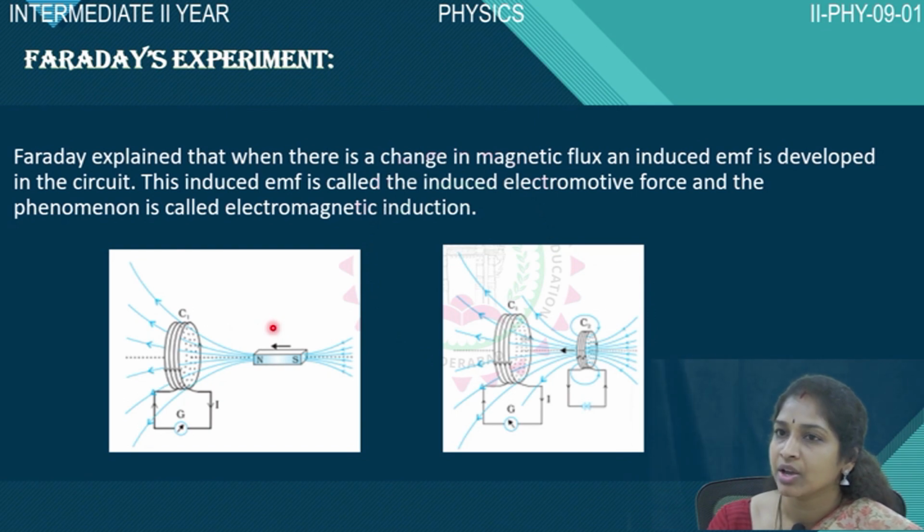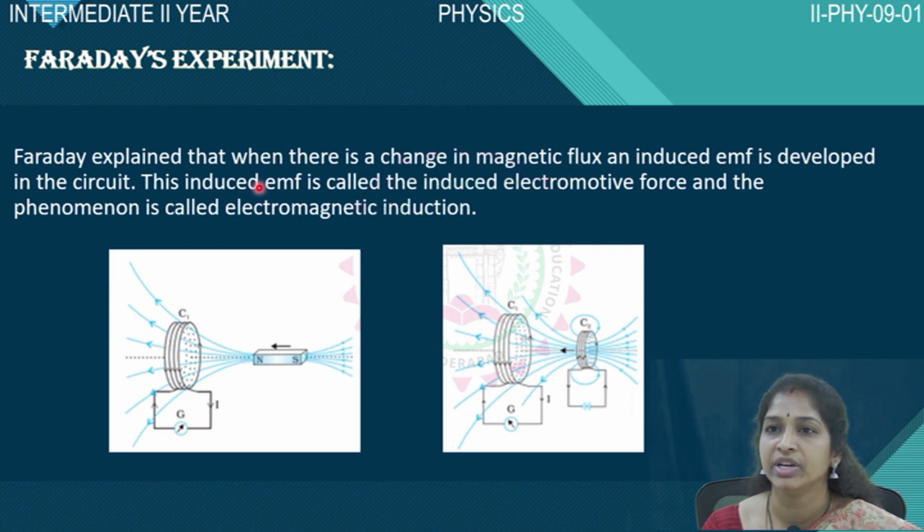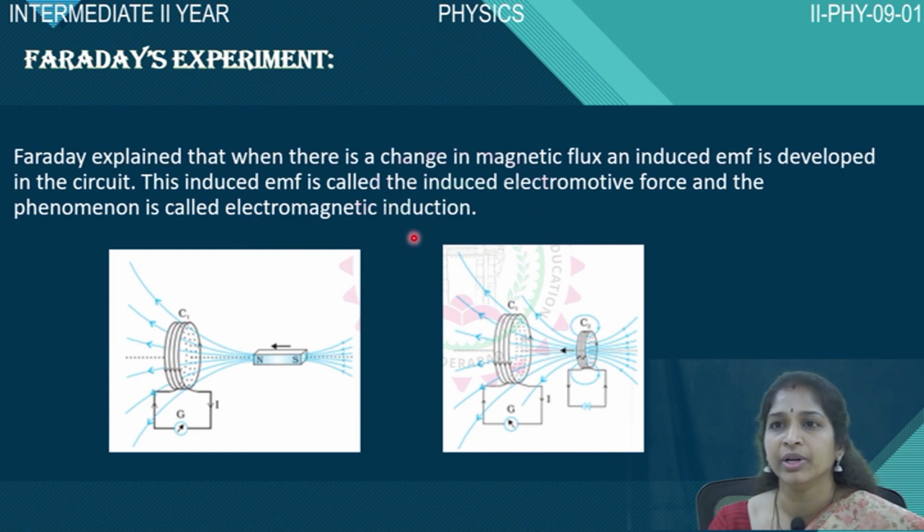But here, when there is a change in the magnetic field, there will be a change in the magnetic flux. When there is a change in the magnetic flux, an induced EMF is developed in the circuit. This is called induced electromotive force, and this phenomenon is called electromagnetic induction. That is what this chapter is about. So in this chapter, we are discussing Faraday's experiment.